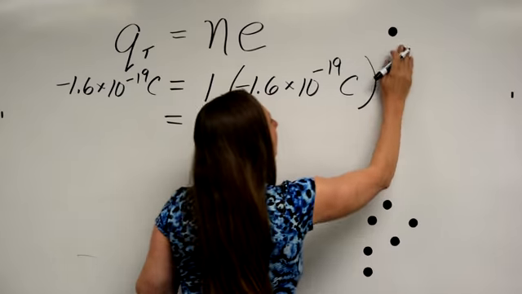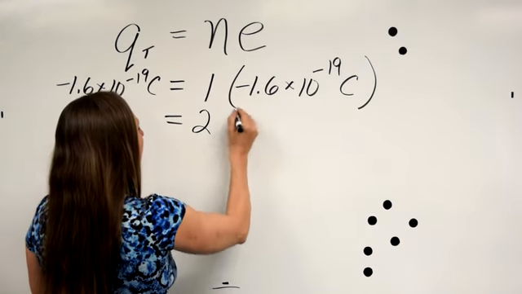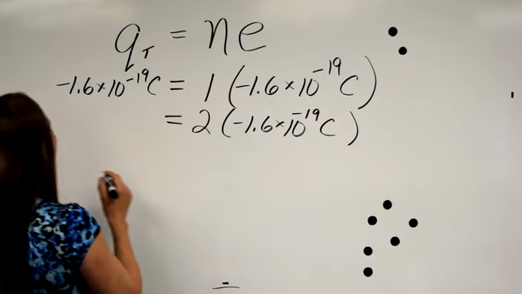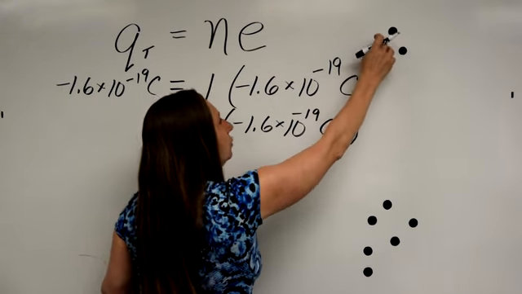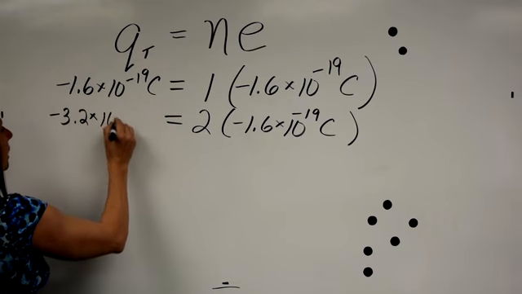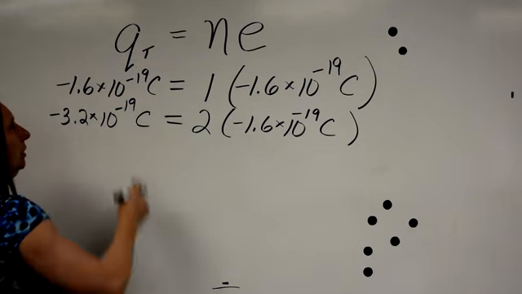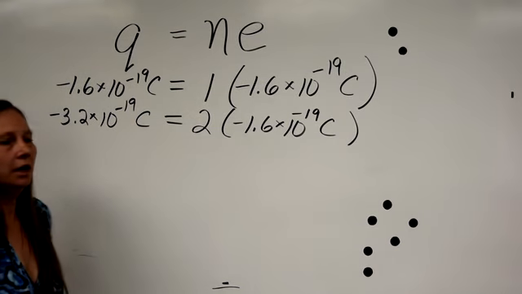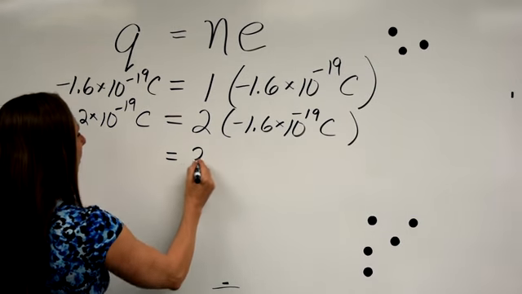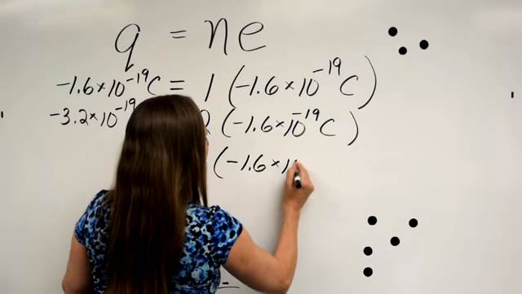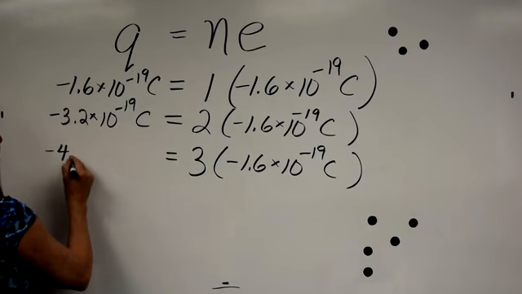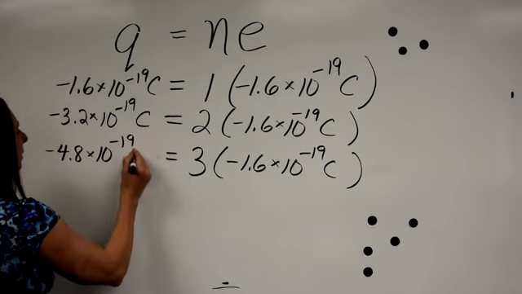What if I had 2 electrons? Well, 2 times negative 1.6 times 10 to the negative 19 coulombs. The total charge that those 2 electrons have would be 2 times that. That would be negative 3.2 times 10 to the negative 19 coulombs. The total charge, or just the charge. How much charge do I have? If I had 3 electrons, and each one is negative 1.6 times 10 to the negative 19 coulombs, then the total charge that I have is negative 4.8 times 10 to the negative 19 coulombs.